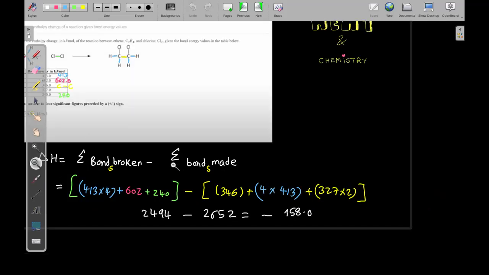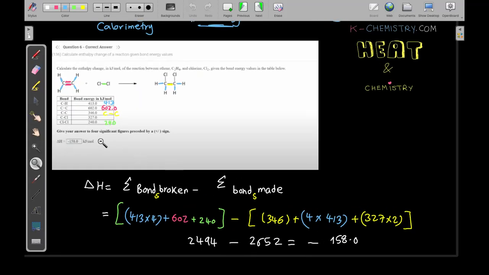So subtract this one from the other, and you will get minus 158 in kilojoule units. And be careful about this sign. This sign is very important. If you forget this sign, you will get a different value, plus 158, which is totally wrong, and you will lose the mark.